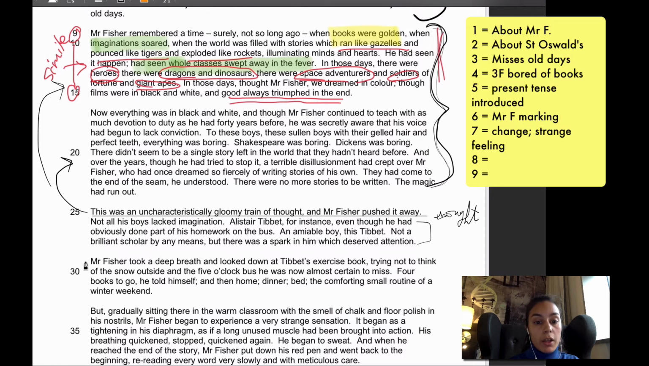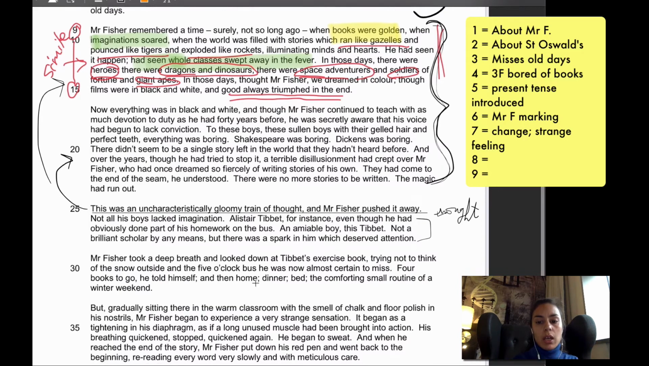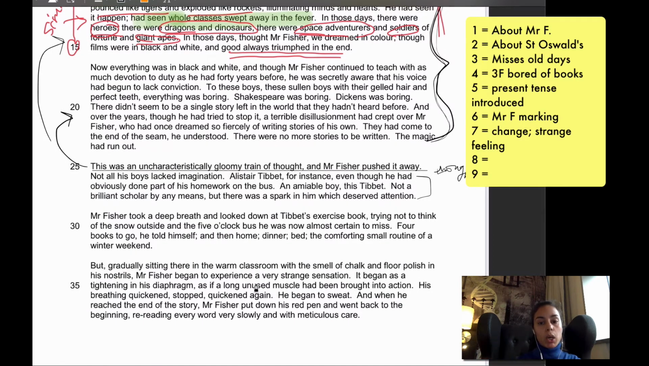Then we've got line 29. We are again in the present. Mr. Fisher took a deep breath and looked down at Tibbet's exercise book, trying not to think of the snow outside and the 5 o'clock bus he was now almost certain to miss, sorry. So we've got more of Mr. Fisher's internal thoughts, but then he's sitting there and reading this book, and it's almost like they're building the tension through these internal thoughts, because it's setting the scene saying, Mr. Fisher is unhappy and he is not looking forward to marking this work.